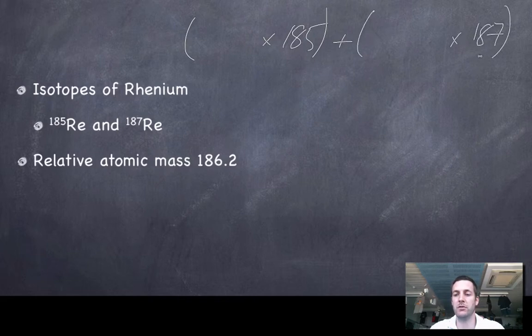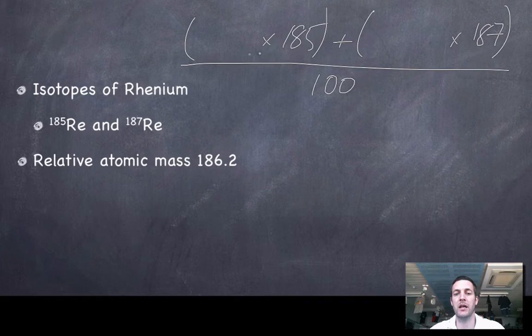Well, we haven't been told the relative abundances. If they were percentages, we'd be dividing that by 100, and if we did this, we'd find it came to 186.2. We don't know the relative abundances, but we could imagine that the relative abundance of that one was x, and if we did that, then the relative abundance of this one must be 100 minus x, right?